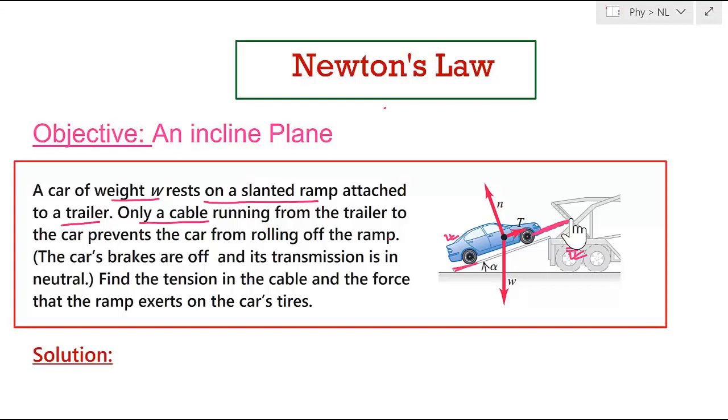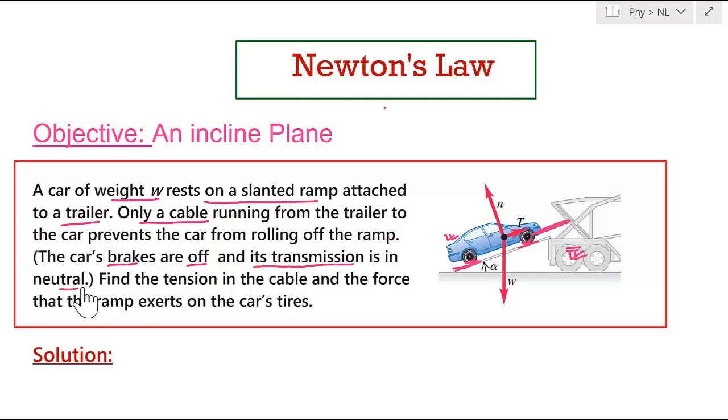This means you have to ignore the friction between the tire and the ramp. So there is no friction between the tire and the ramp. It is also said the car's brakes are off, so the car is not applying any brake, and its transmission is in neutral.